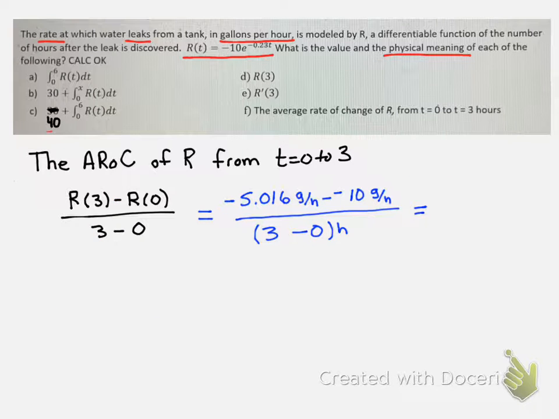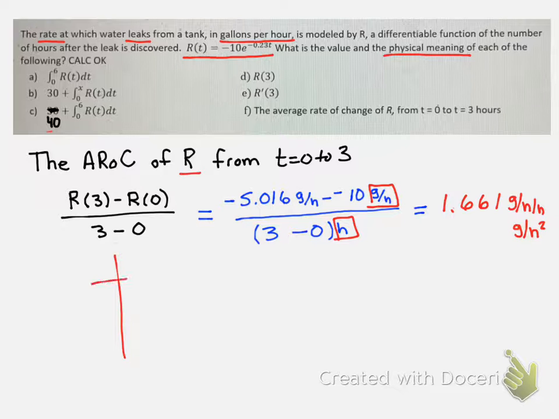For the average rate of change of R, we're really just looking for the slope: the rate at 3 minus the rate at 0, all divided by 3 minus 0. When we do this calculation, we get 1.661. And taking a look at our units, we had gallons per hour in the numerator and hours in the denominator, so we're going to have gallons per hour per hour, or you could write it as gallons per hour squared.